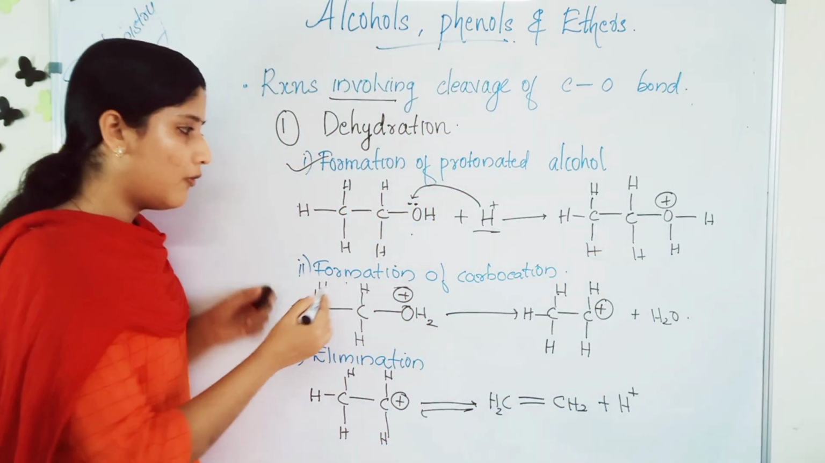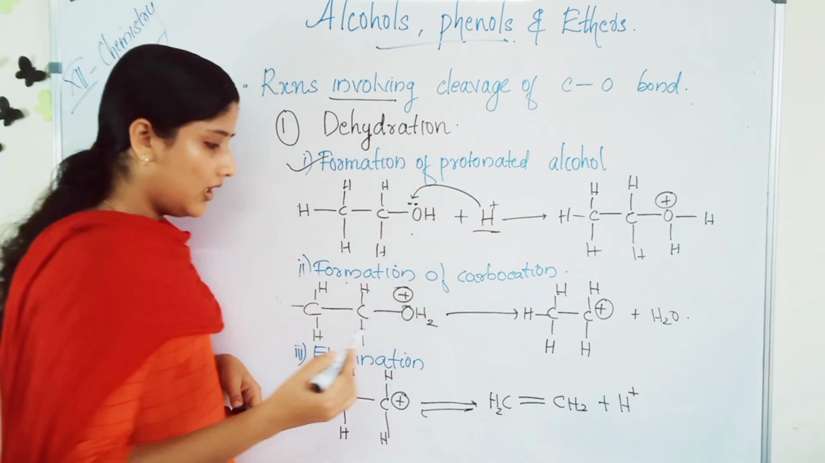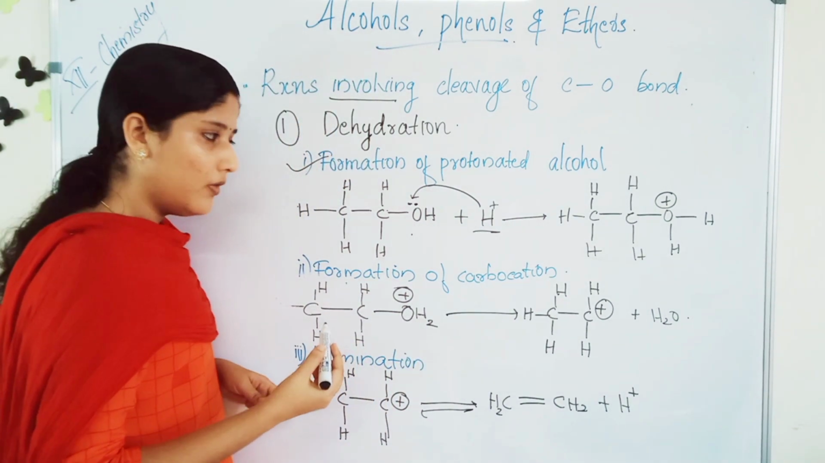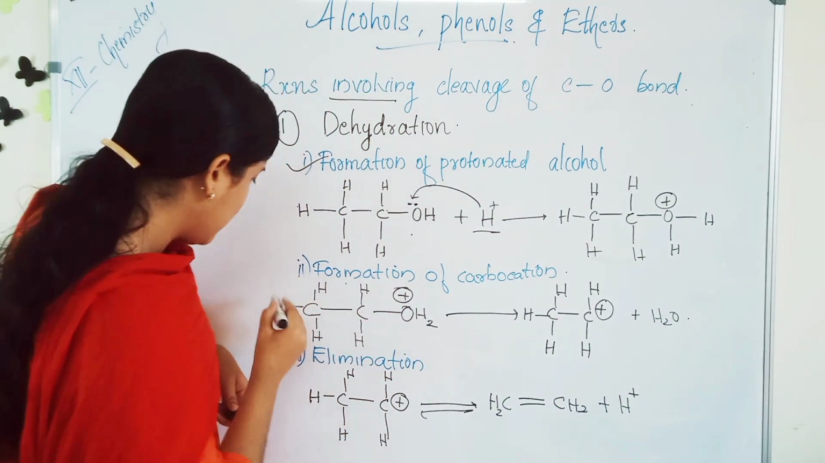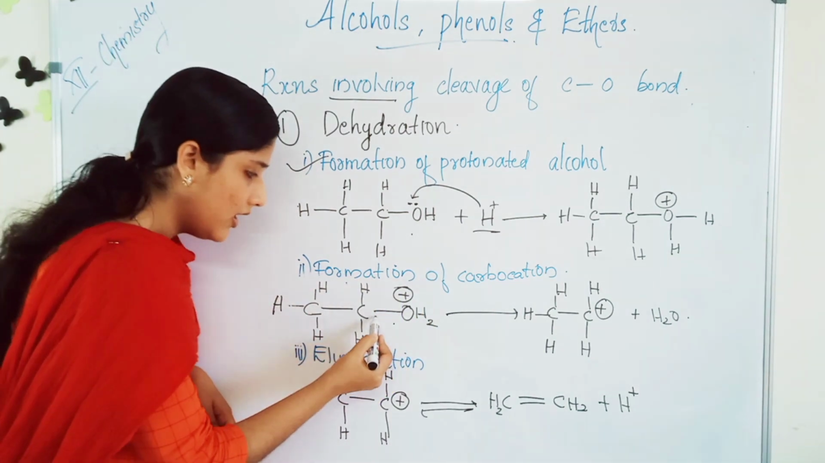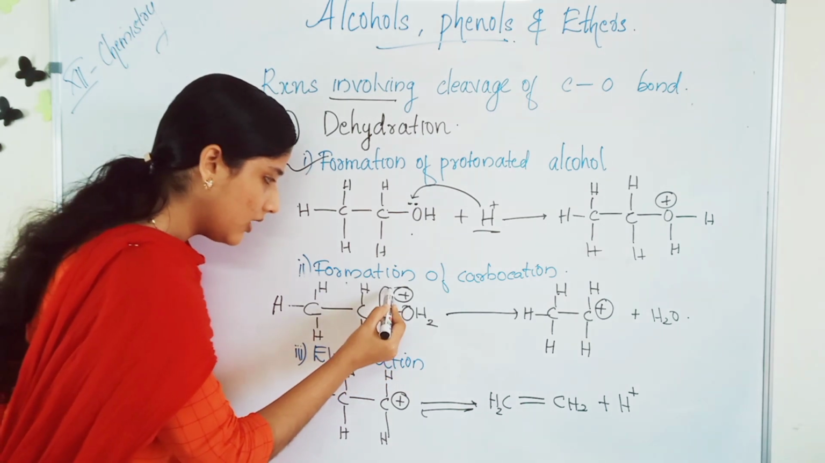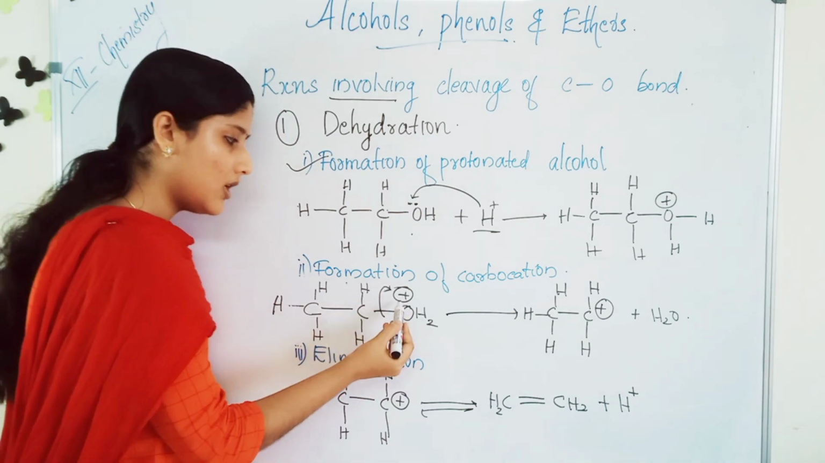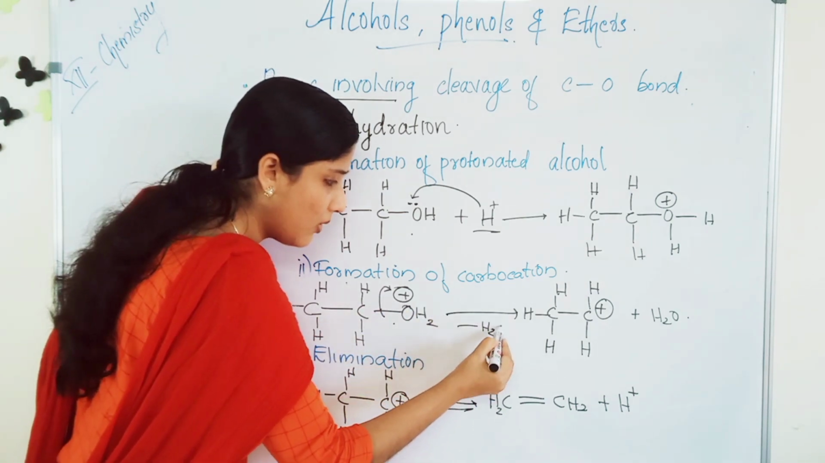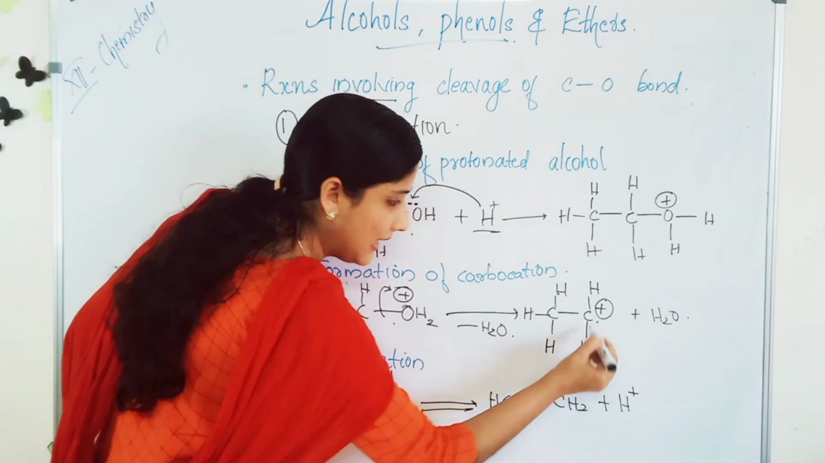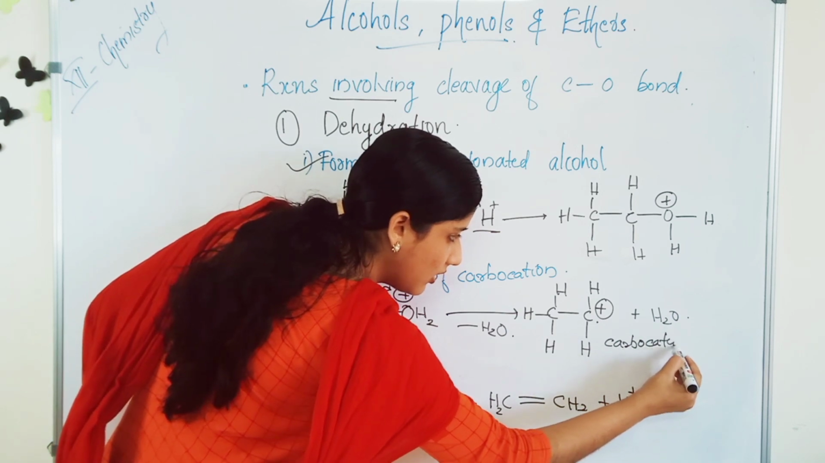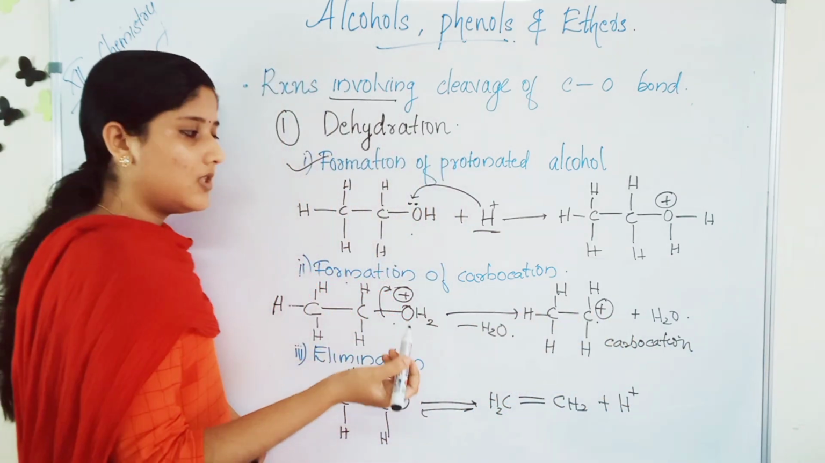The second step is the formation of the carbocation. Here the oxygen is having a positive charge, isn't it? So we have OH2 here. The protonated alcohol will remove this water molecule. To neutralize the positive charge on the oxygen, this bond breaks and H2O is removed as a water molecule, and you will get the carbocation intermediate. That means the carbon with the positive charge is present.